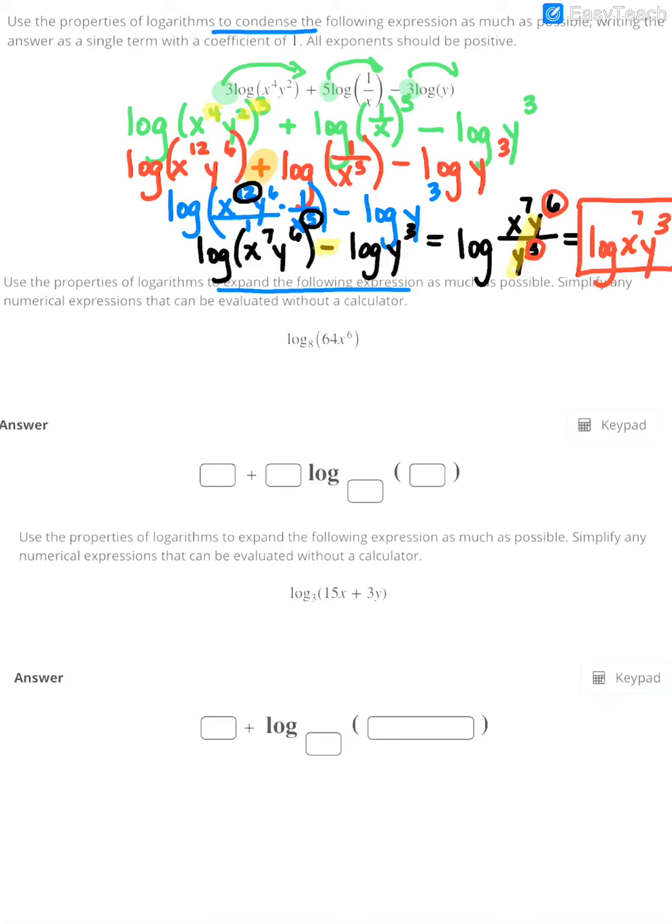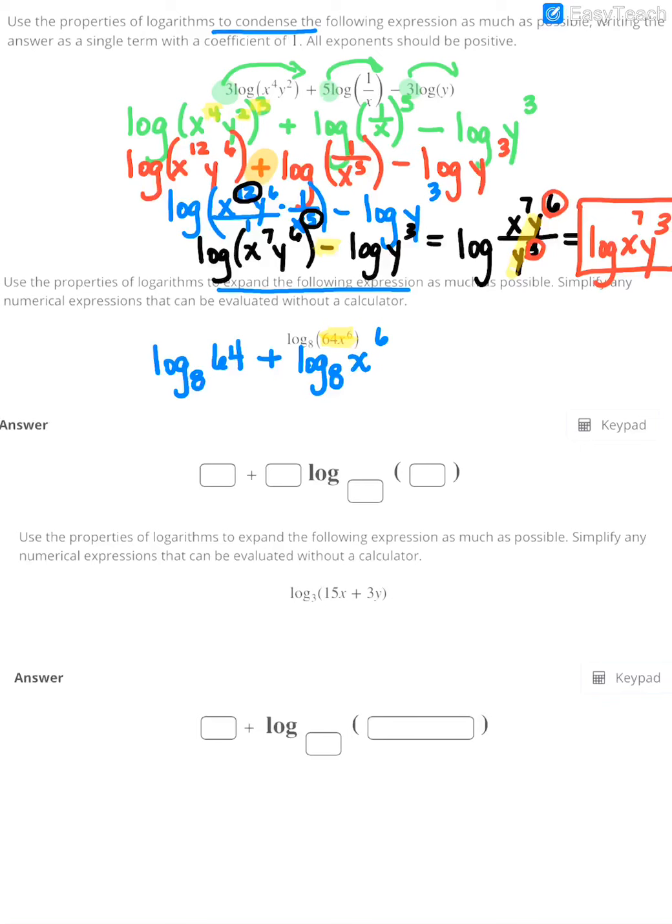Okay, on this next example, we're being asked to expand it. So first of all, notice that we have a product. 64 is being multiplied by x to the power of 6. And when we have a product, we will start out by adding the logs of the factors. So we'll have the log base 8 of 64, and we will add the log base 8 of x to the 6th power.